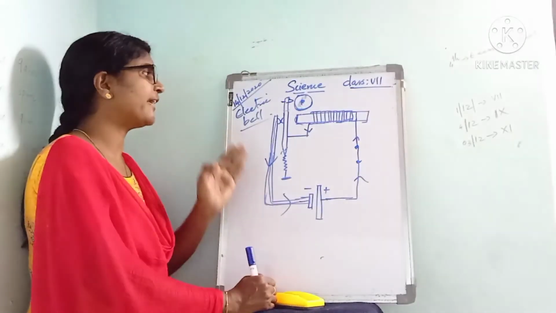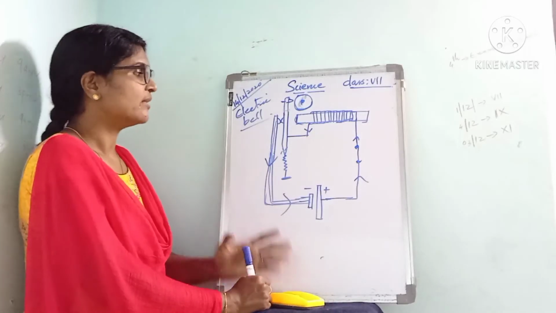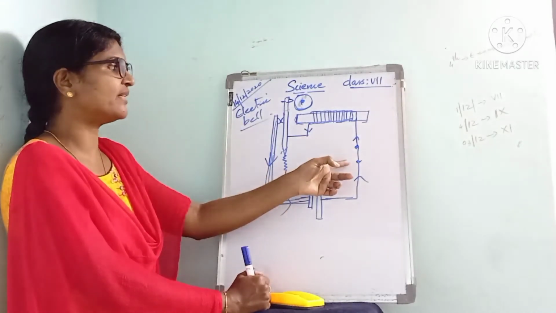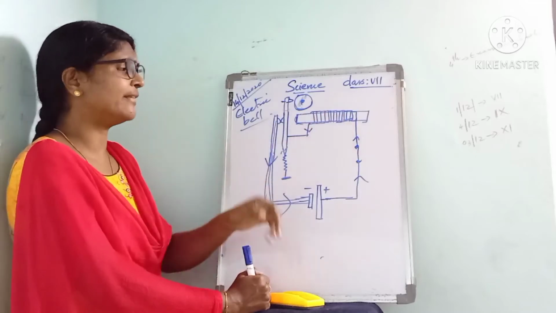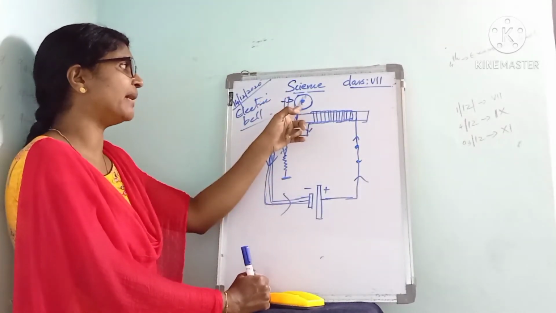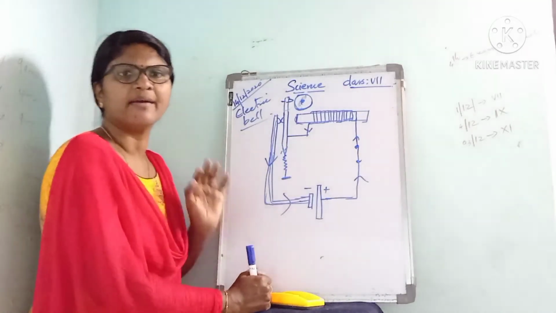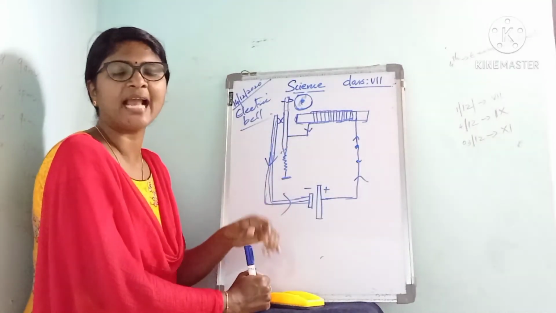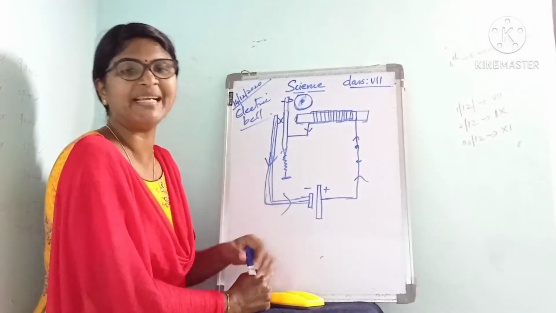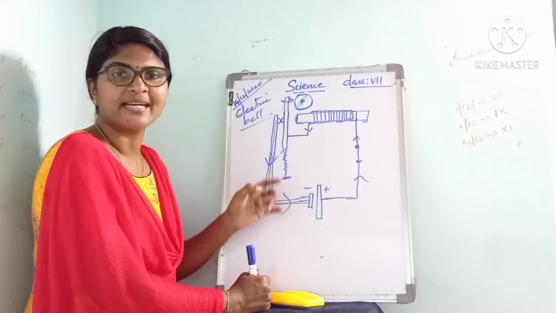Next, we can see the working of an electric bell. How does an electric bell work? For that we have a circuit here. This is the electric cell, this is the switch, and this is the electromagnet. Then we have a hammer here, then a bell here. When the switch is pressed, the electric circuit is completed and the electric current passes through the circuit.